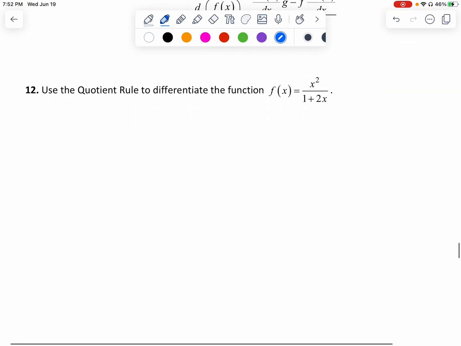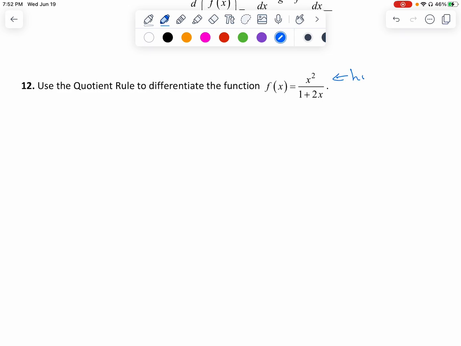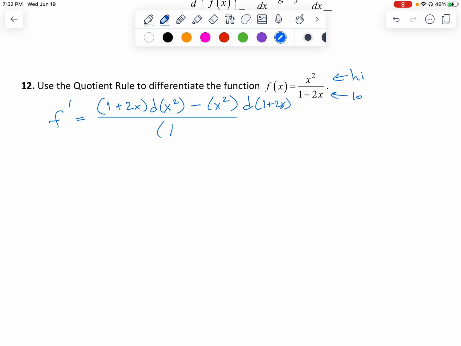So let's see how this applies. Let's look at number 12. So this is my high function, this is my low function, and I want to rewrite this in terms of that formula. So that looks like low d high, so that's 1 plus 2x, that's my low. I'm not going to even write d high, minus high d low, all over low squared.